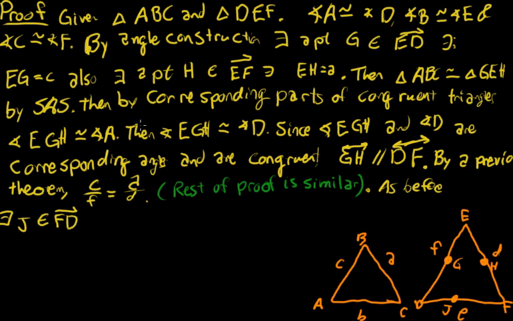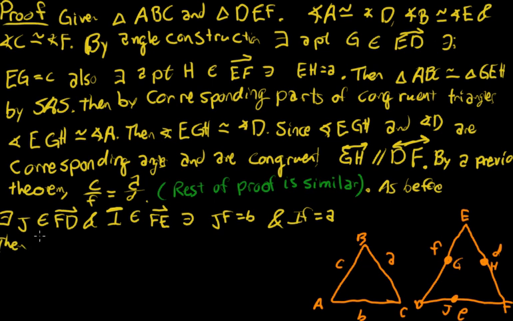So J is an element of the ray FD, and I element of FE, such that JF equals B and IF equals A. Then we can say that triangle ABC is congruent to triangle JIF. Then JI is parallel to DE.